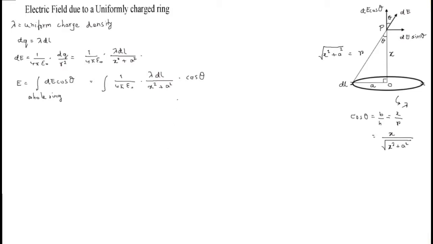So I can write this as integration 1 by 4 pi epsilon naught lambda into dl, right, divided by x square plus a square into x by under root x square plus a square.